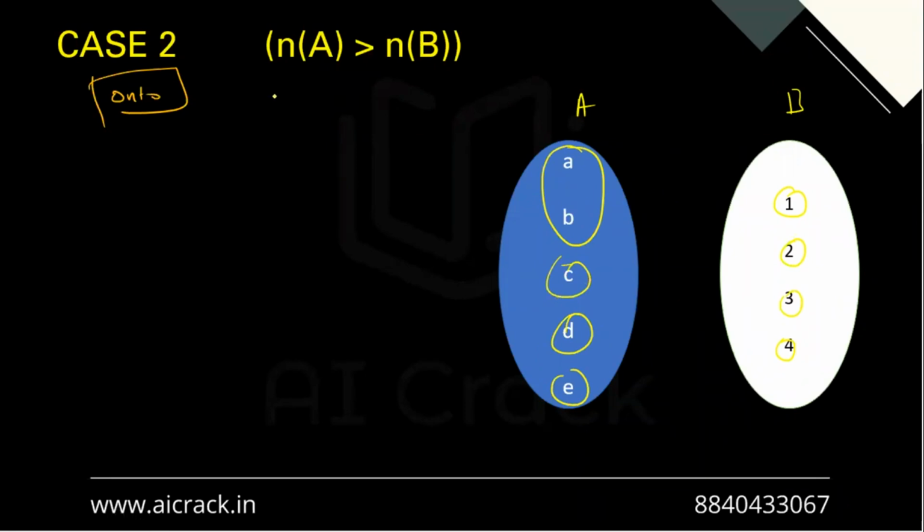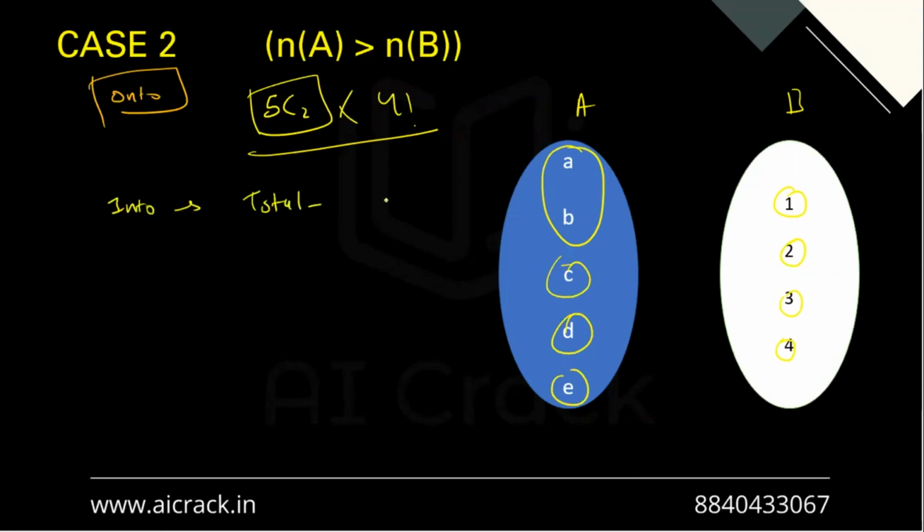So for combining, I'll have to take 5C2. I'll take any 2 combination that would give me 5C2. Now once I have selected 2, the rest of the 3 are automatically selected. I have selected 5C2 for the clubbing part, and now I have to arrange these 4 with these 4, right? So that would be 4 factorial. Very simple, right? So this is our answer. This is how we have to do it. Now talking about into functions, that would be total minus 5C2 into 4 factorial. Very simple. So our case 2 is also over now.